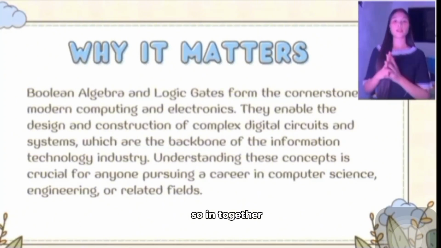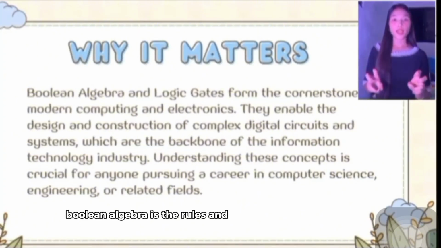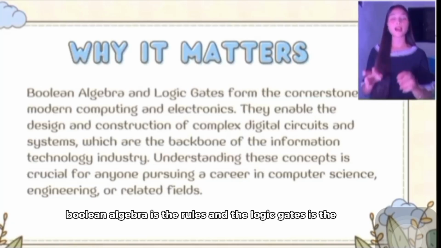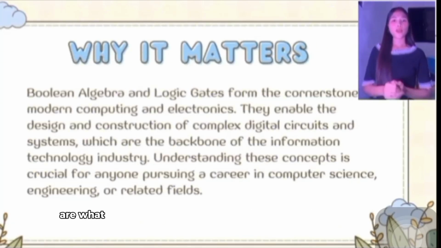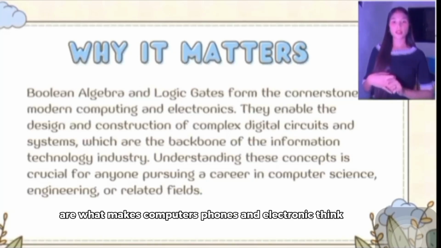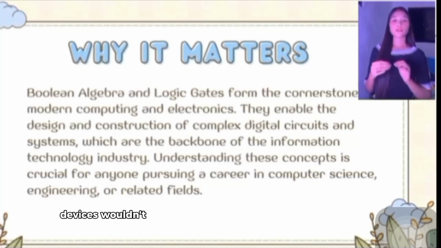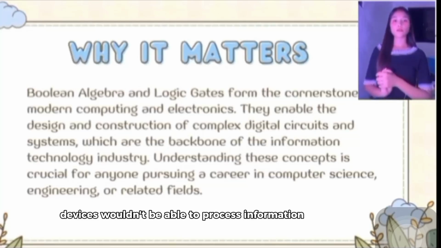Together, Boolean algebra is the rules and the logic gates are the hardware that make computers, phones, and electronics think and work. Without them, devices wouldn't be able to process information or make decisions.